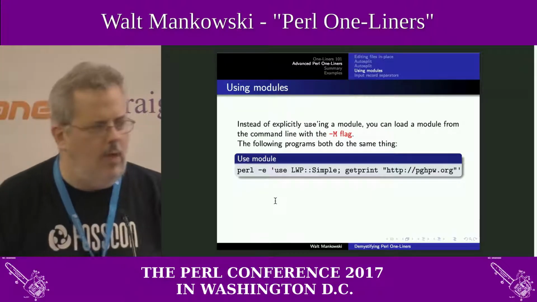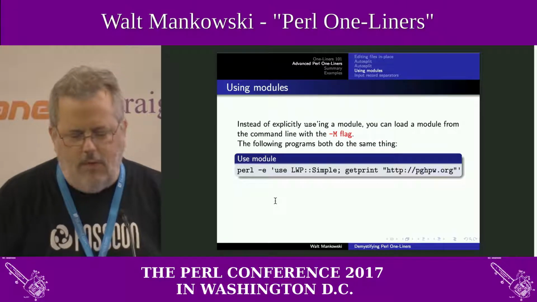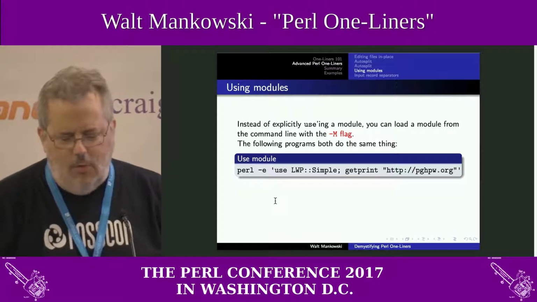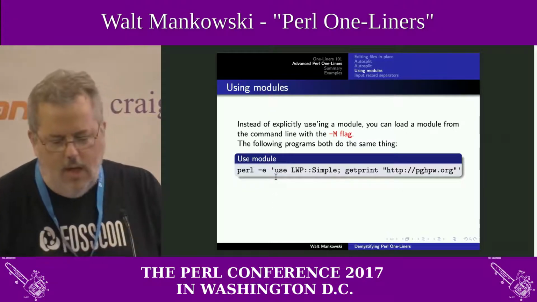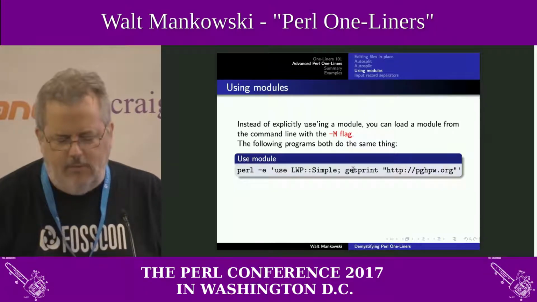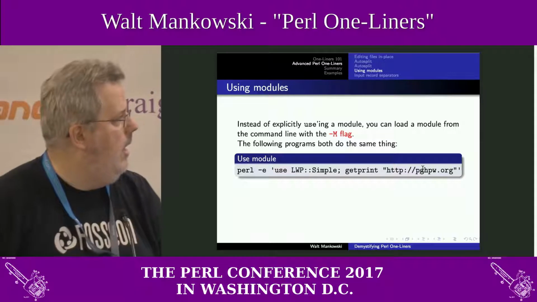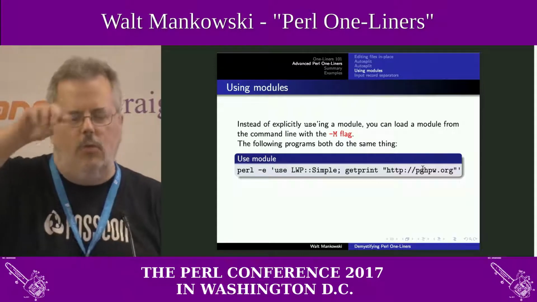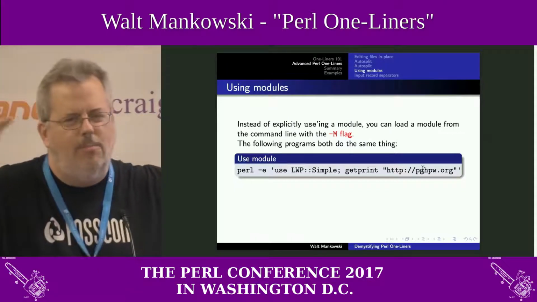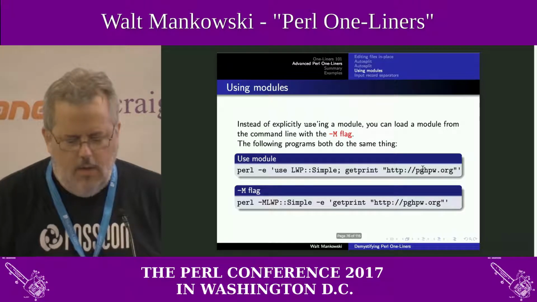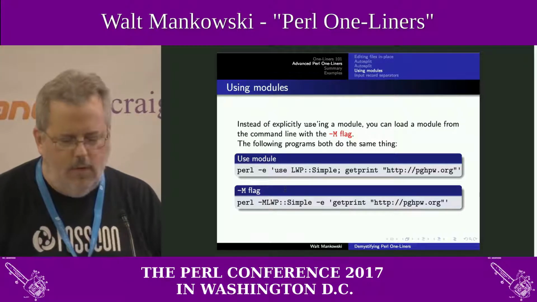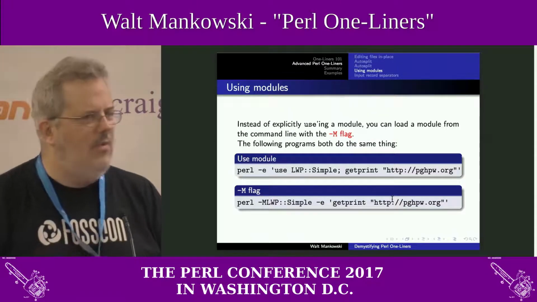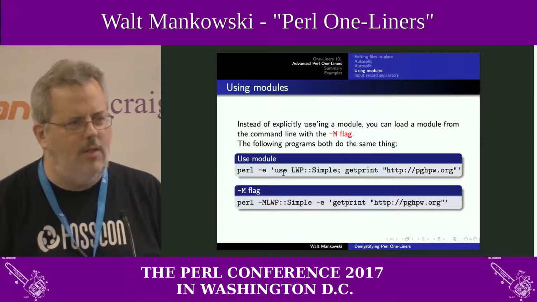If you want to use modules, you can also include modules from the command line, and the way you do that is with the -M flag. This doesn't really save you a lot. You could always write a program just like this: use LWP::Simple and then get and print the Pittsburgh Perl Workshop website. This could still be a little tricky in some cases, because you'd maybe want to put that in a BEGIN block. If you use the -M flag, then you can do it this way. You just say -MLWP::Simple, and then everything else afterwards. So it's not really saving you a whole lot of time. It's saving you having to type in use.